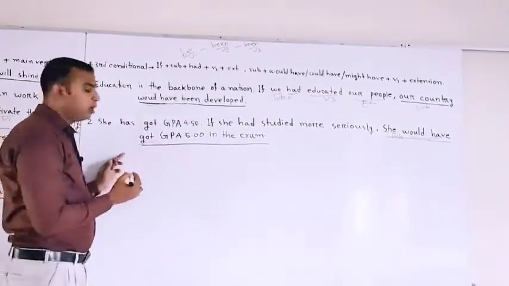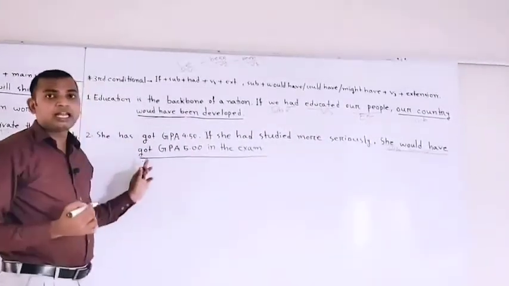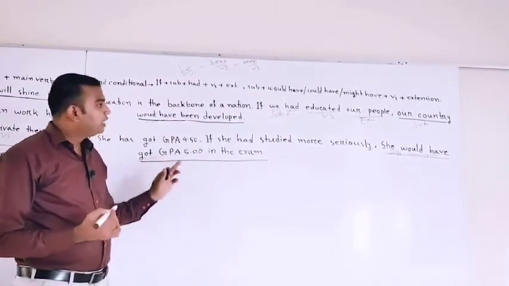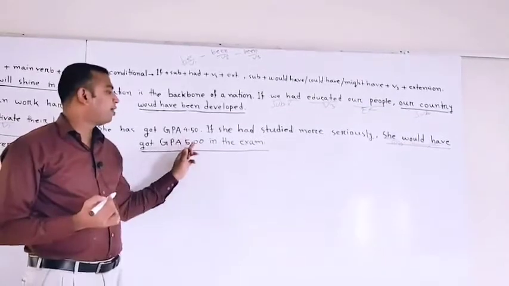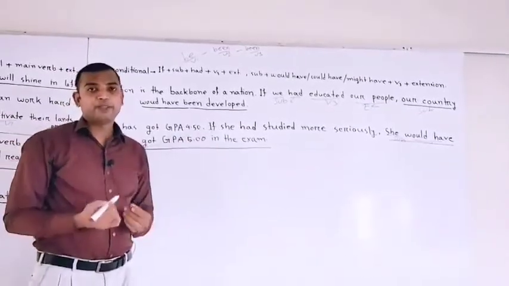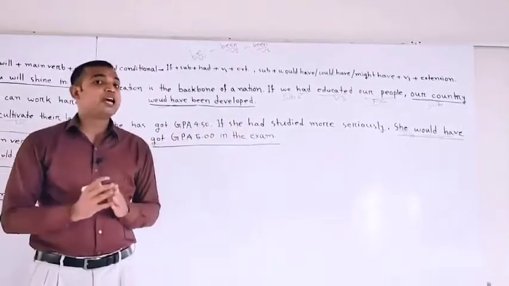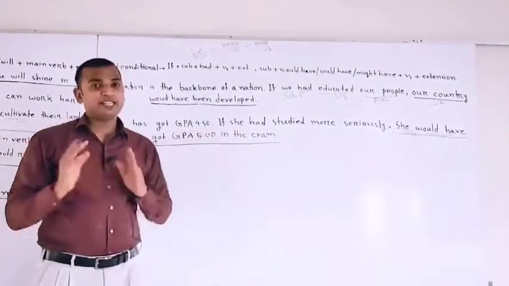Get, got. We know that get is verb 1, and get, got, got is verb 3. Then she would have got GPA 5 in the exam. That means if she had studied more seriously, she would have got GPA 5 in the exam.